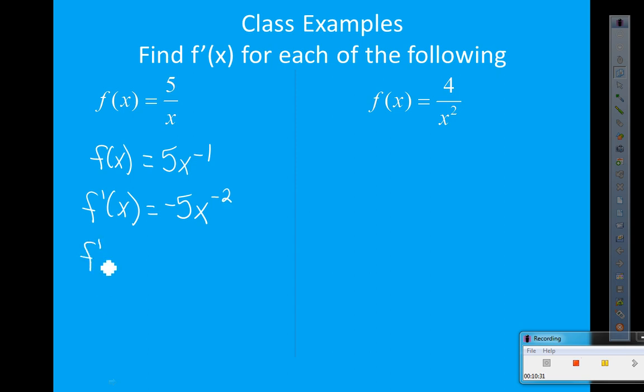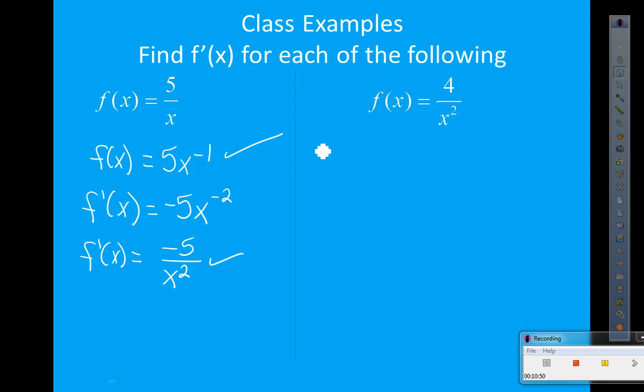Math Excel accepts negative exponents. I don't. So get rid of that negative exponent. Here's our answer: negative 5 over x squared. Done. A lot faster than our f of x plus h formula. But the key thing, guys, is to write it as x to some power.